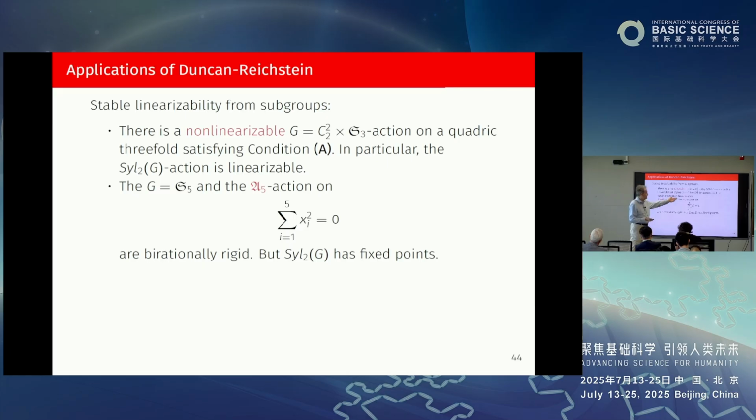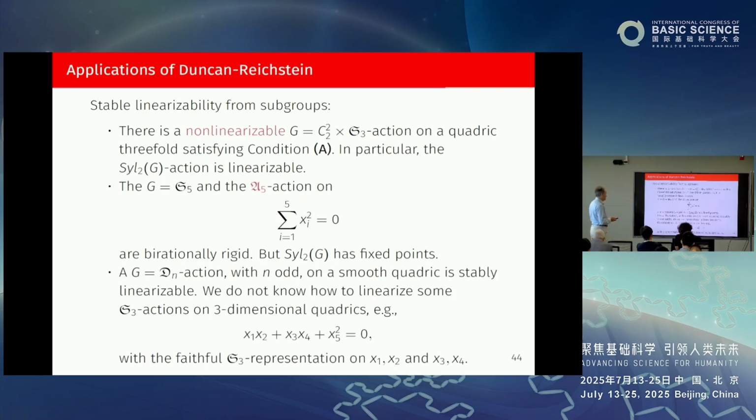Well, how about the A5 action? You take your five-dimensional representation. There is a quadric in there, with the icosahedral action. So again, birational rigidity tells you, in recent results, that this thing is rigid, but the Sylow 2-subgroup actually has fixed points. And so it's going to be stably linearizable, but not linearizable. Here's another example. So you see, you get plenty of such examples over BG.